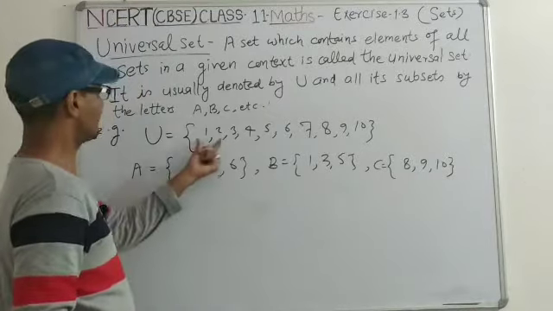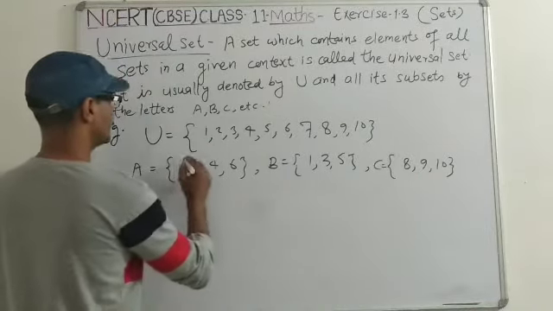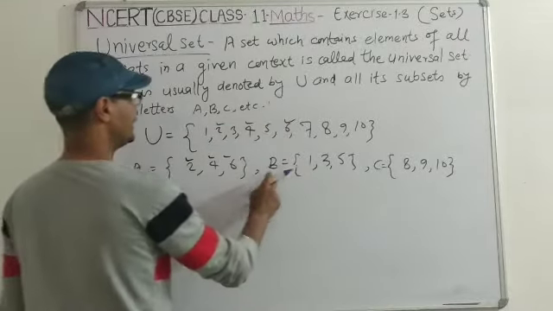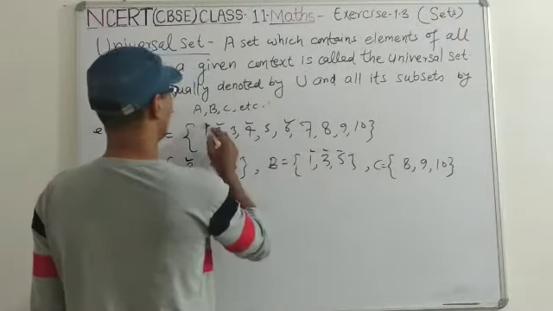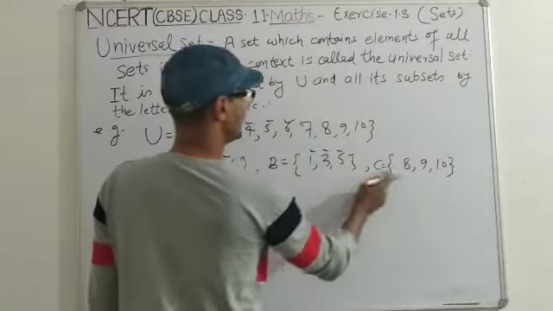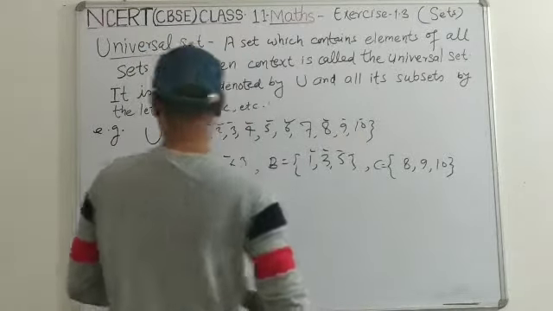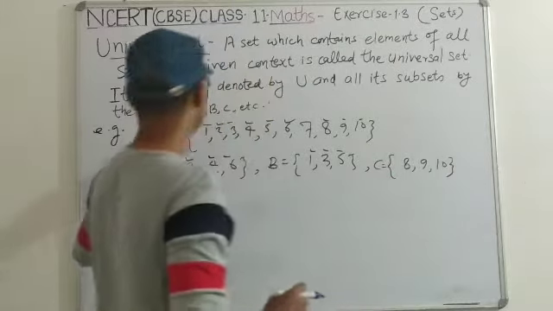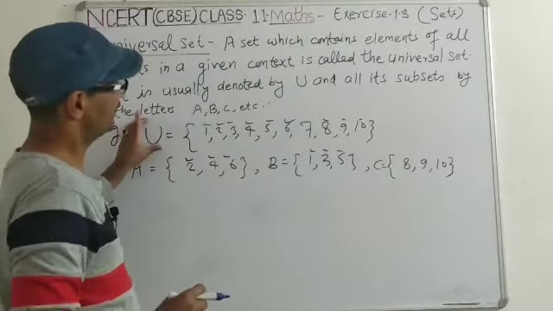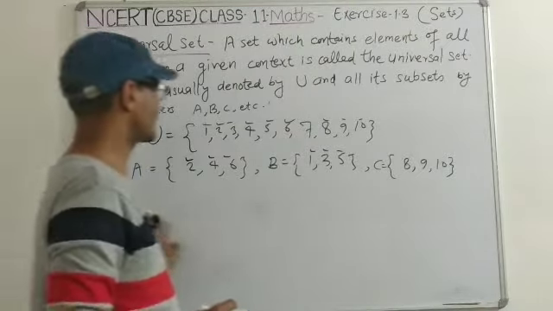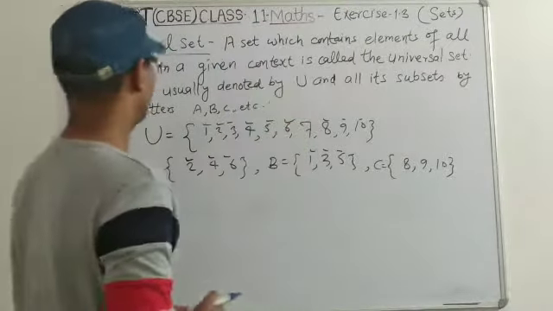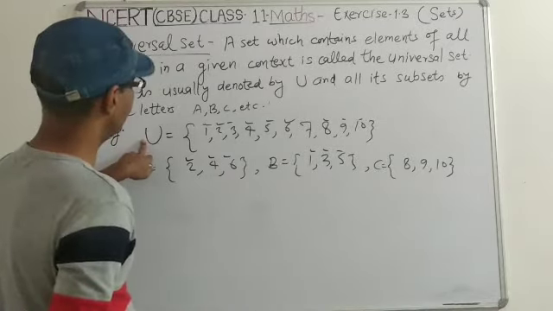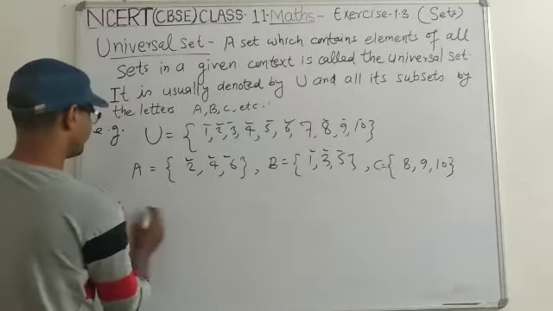A must be a subset of U. A's elements 2, 4, 6 are available here. B is 1, 3, 5. C is also 8, 9, 10. So all elements of A, B and C must lie in the universal set, and all things must be in this main set, that is what we are calling the universal set.